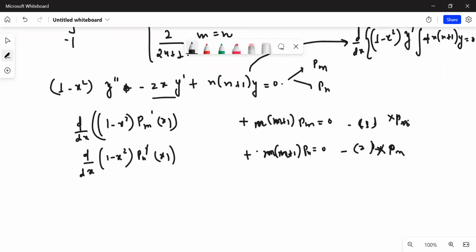Now, if you multiply equation number 1 by Pm and equation number 2 by Pn, this is m into (m plus 1), n into (n plus 1). Actually, whenever there's a lack of time, I try to write very fast and then I'm not able to recognize my own writing. This is pathetic. Okay, never mind. So if I multiply the above by Pn and below by Pm, what will I get?